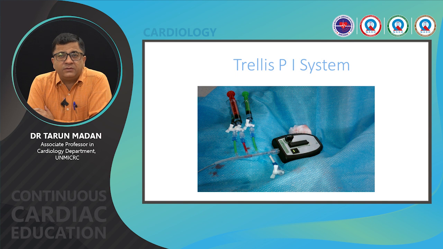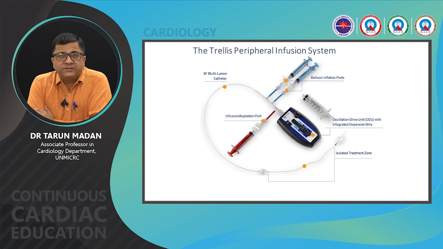This is how the proximal part of the Trellis PI system looks like, the Trellis peripheral infusion system: balloon inflation ports, infusion port and aspiration port, and this is the isolation treatment zone. And then in between these 2 balloons there is an oscillating drive unit which can increase the frequency of the vibrations, and then it can agitate the thrombus, allow it to mix with the thrombolytic drug and let it dissolve.